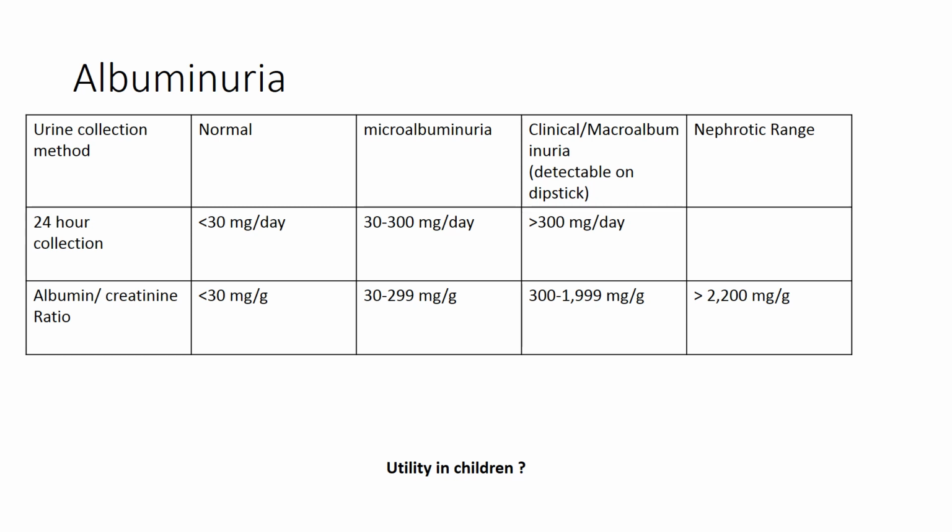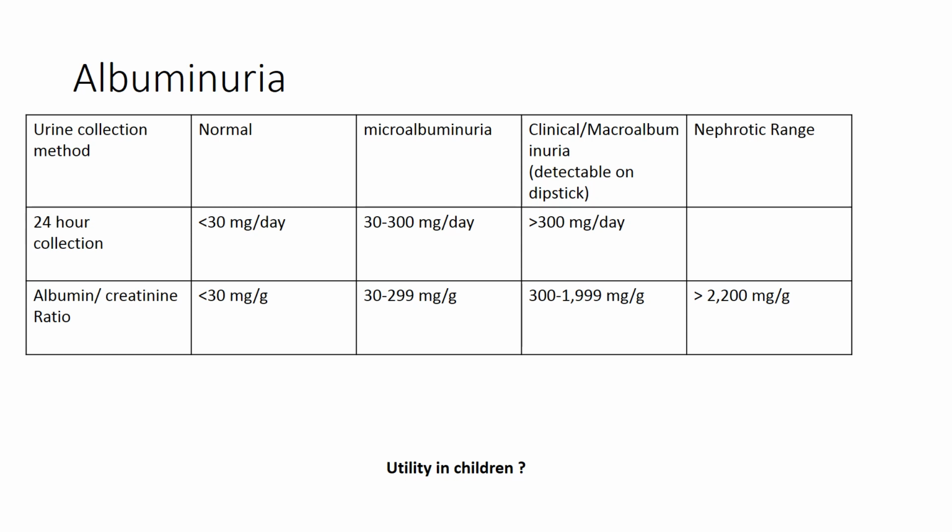Obviously, we're in pediatrics, so 24-hour urine collections are a bit of a challenge, particularly in younger age groups. So one would prefer to do an albumin-creatinine ratio. Using this ratio, normal would be considered anything less than 30 milligrams per gram. Microalbuminuria would include ratios between 30 and 299 milligrams per gram, and ratios between 300 milligrams and 2 grams would be considered macroalbuminuria. Anything above 2,000 milligrams per gram, or 2 grams per gram, would be considered nephrotic range proteinuria.